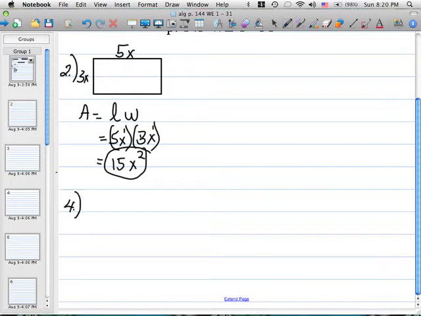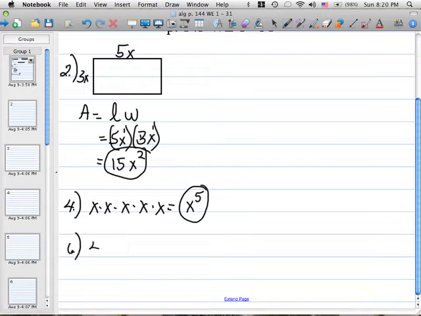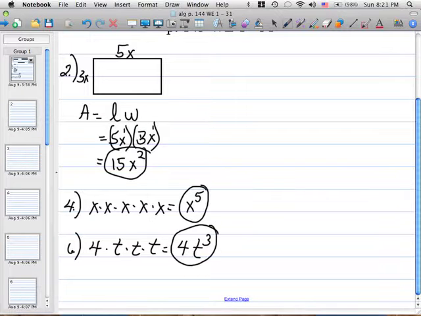Problem number 4, write each expression in exponential form. By that they mean in power form. So you have, if you count the x's, there is a total of 5 of them, so that's the reason why we use powers to shorten our work. That would be x to the 5th power. X is used as a factor 5 times. Number 6, you have 4 times t times t times t. That would be in exponential form 4t to the 3rd, since you use the t 3 times as a factor.